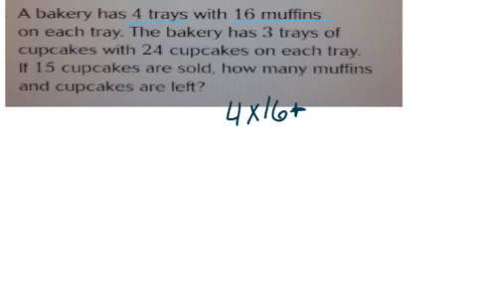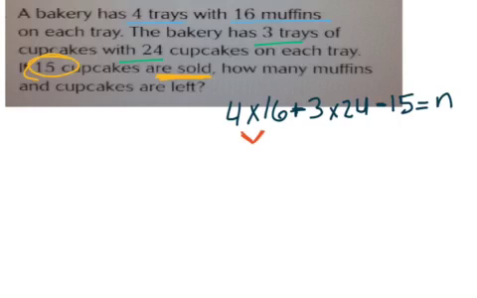the bakery has 3 trays with 24 cupcakes on each tray. So 3 times 24. Now, they sold 15 cupcakes. If they sell them, they don't have them anymore, which means I'm going to be subtracting 15, and that's going to get me my n. So I set up my whole equation, 4 times 16 plus 3 times 24 minus 15 is equal to n. Now I can start doing my math.